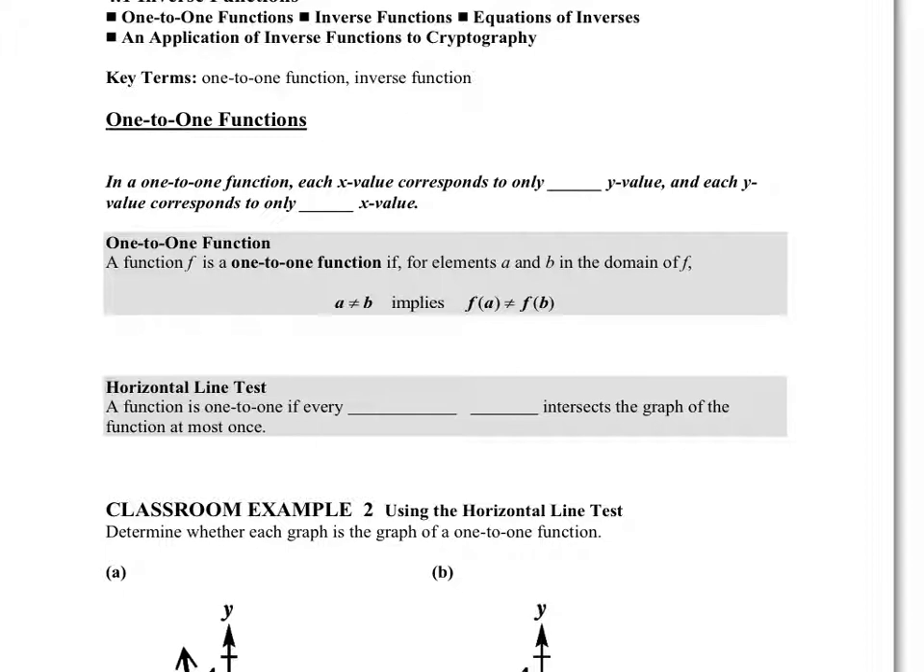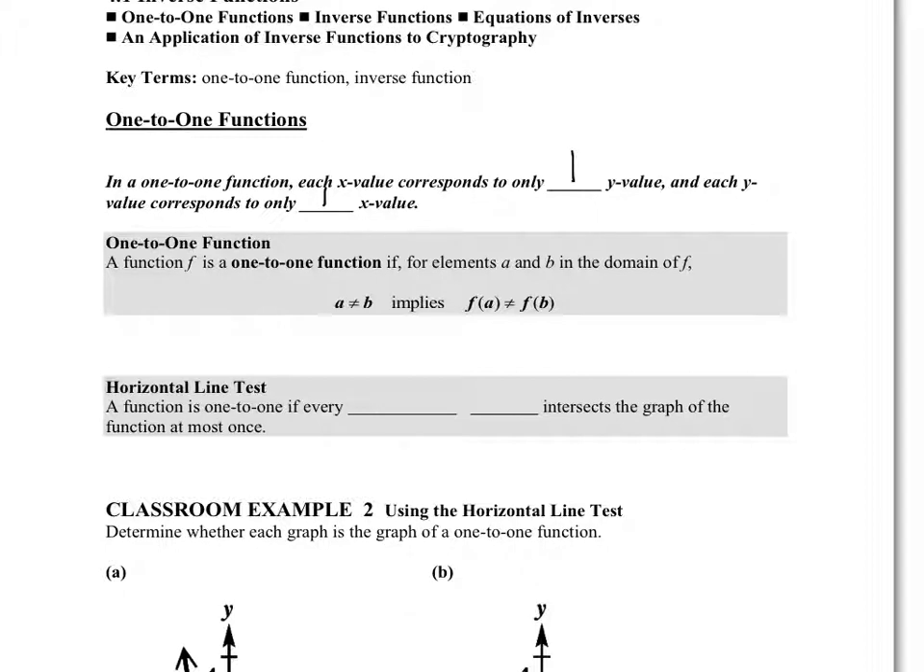The definition for that is that each x value corresponds to only one y value, and each y value would correspond to only one x value. Remember, in order to determine if we have a function, we check to see if each x goes to only one y. If it's one-to-one, your y's cannot repeat either.